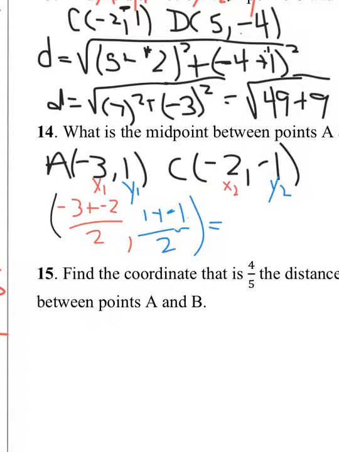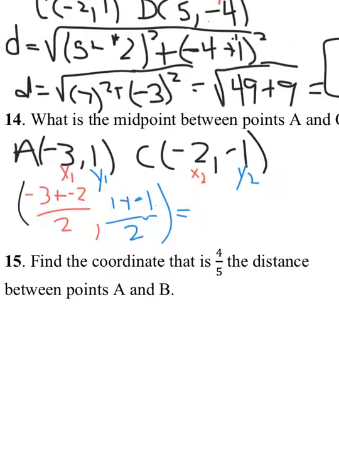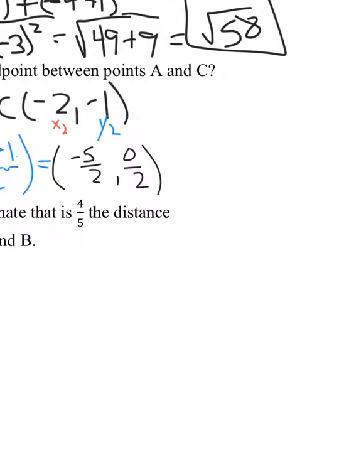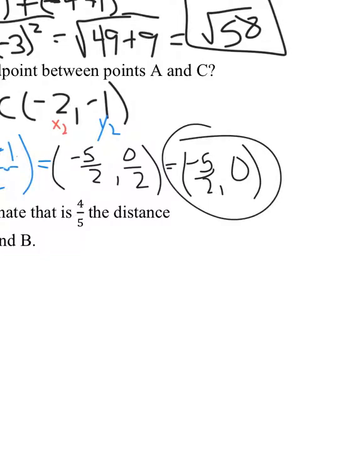So negative 3 plus negative 2 will give you negative 5. 1 plus negative 1 is 0. And that's pretty much your answer. You can leave negative 5 halves or make it negative 2.5, and the other one is 0. And there you go.